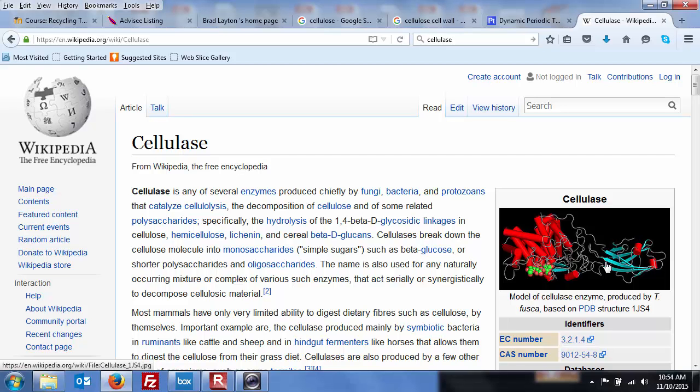Human beings do not have this enzyme. If we did, we could just skip the cafeteria and head out to the soccer field for lunch. So anyway, just a little bit on cellulose.